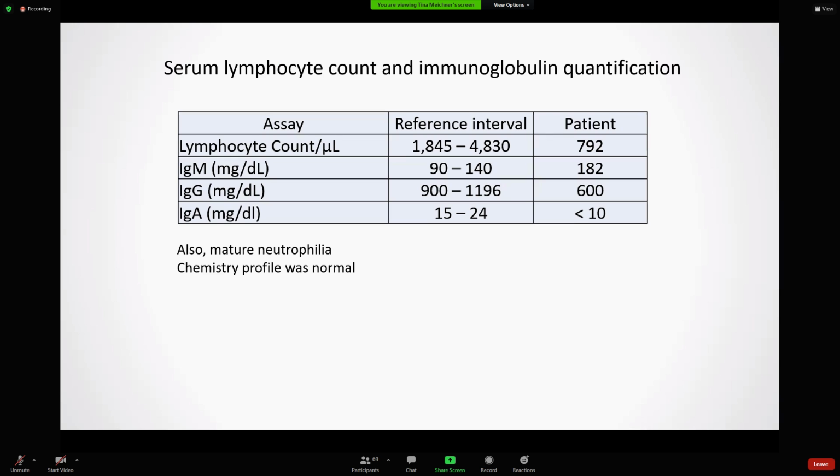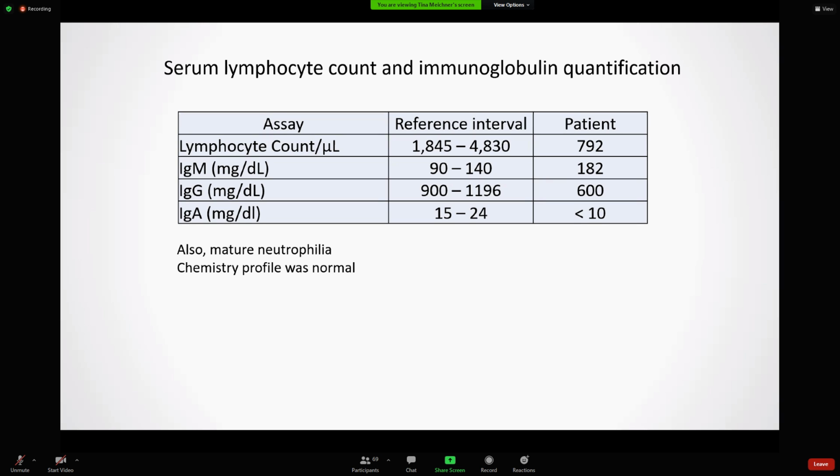This is what I have for his CBC. And at this stage, since we suspected there might be something wrong with the immune system, we also measured some immunoglobulins. So we have a lymphocyte count here and different concentrations of immunoglobulins. On the CBC, there was also an increase in neutrophils, but no immature neutrophils, so no band neutrophils. That is something we would usually see with inflammation, but that was not necessarily present. And the chemistry profile was normal.